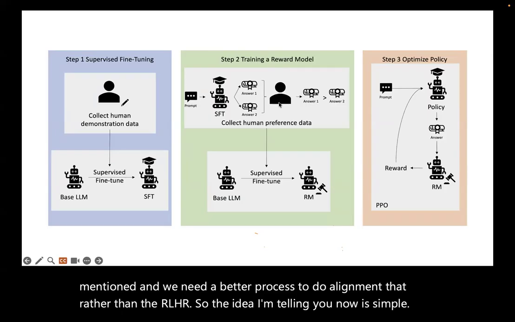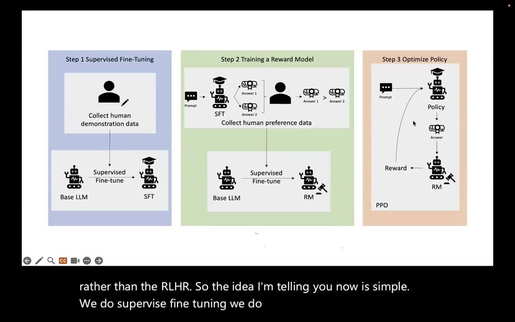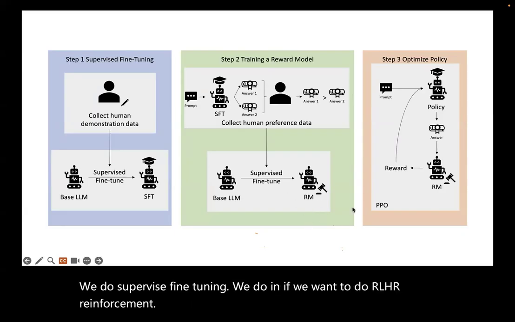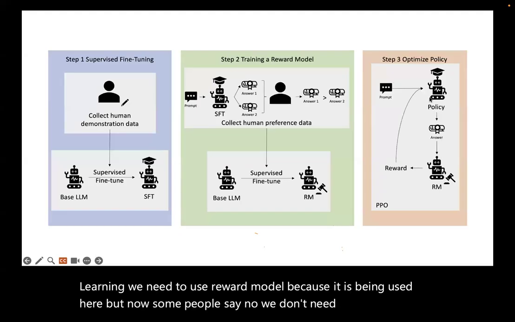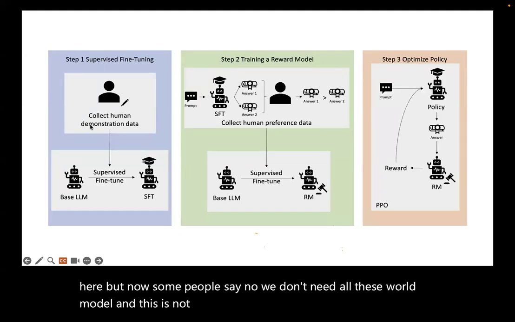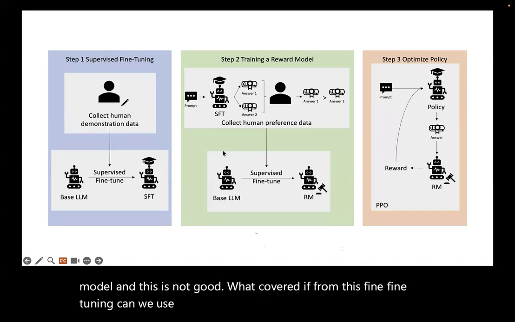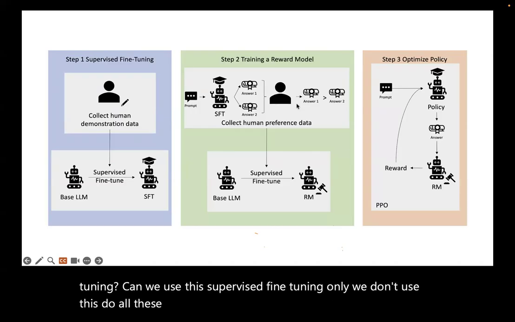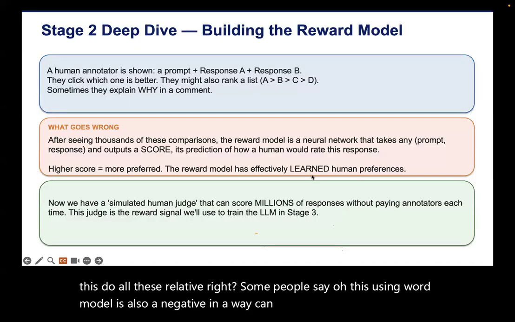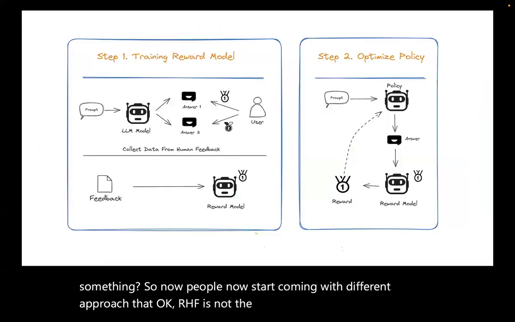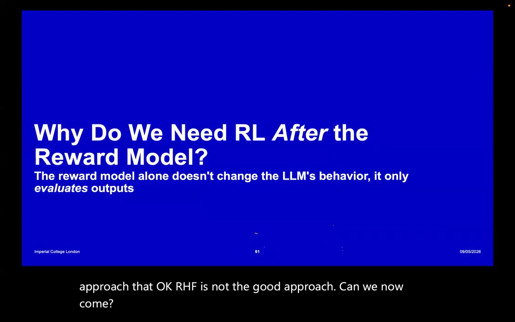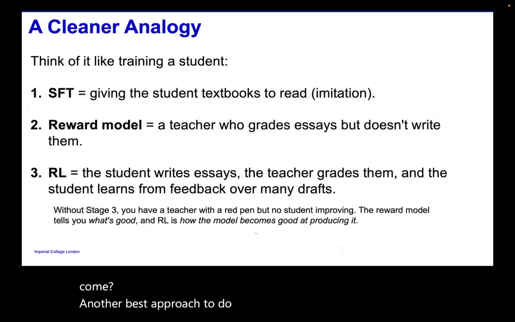So the idea is simple. We do supervised fine tuning. If we want to do RLHF, reinforcement learning, we need to use a reward model. But now some people say, no, we don't need all this reward model, and it is not good. What about using this supervised fine tuning only? We don't do all this RLHF. Some people say using a reward model is also a negative in a way. Can we remove it? So people now start coming with different approaches, saying RLHF is not a good approach. Can we come up with a better approach?